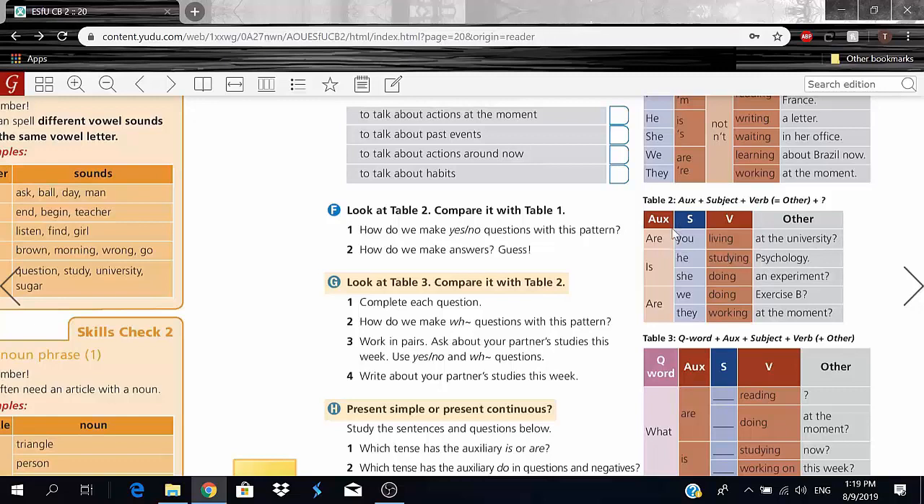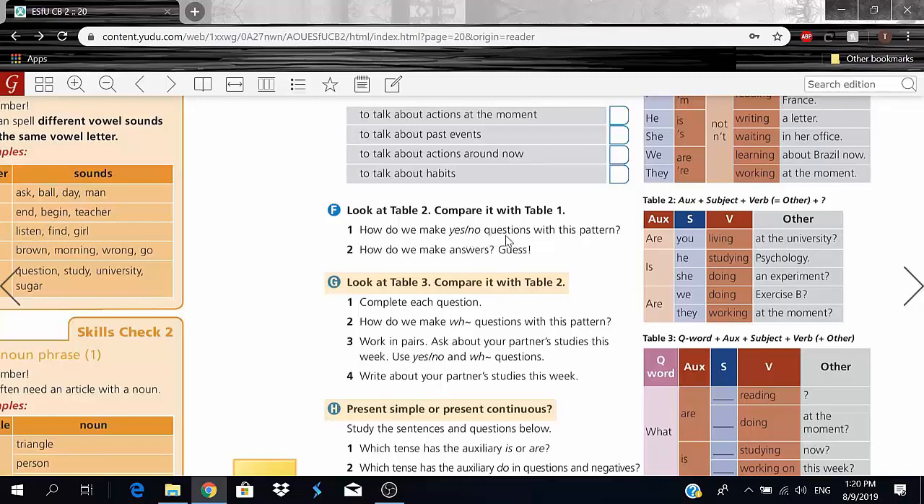So if I want to give some answers, okay, now he wants us to, how do we make answers? We're going to have to take a guess here, you guys. I'm going to give you a second. Take a guess. Are you living at the university? Answer me right now. That's correct. We can use yes, I am, or no, I'm not. So these are called yes or no questions.